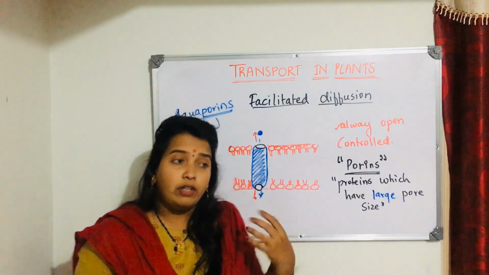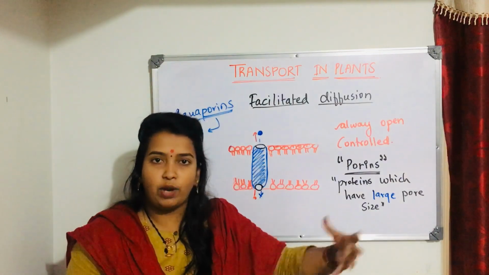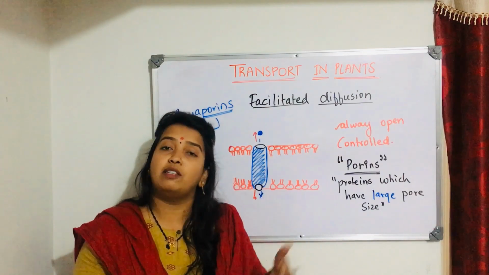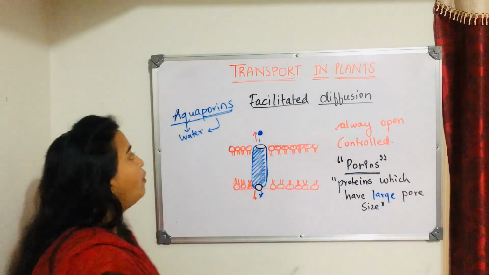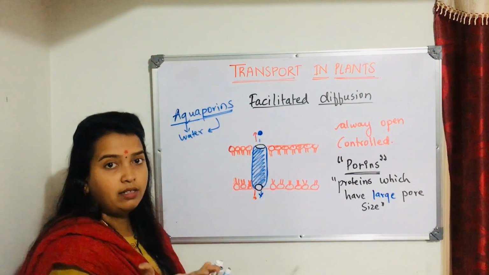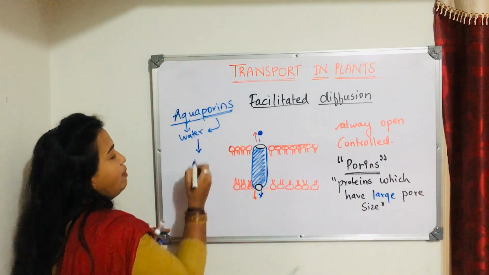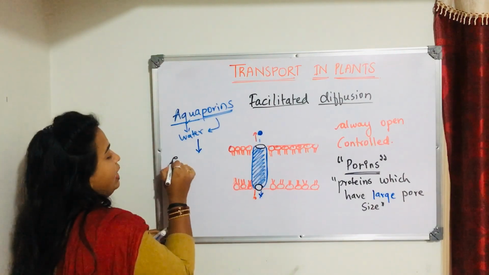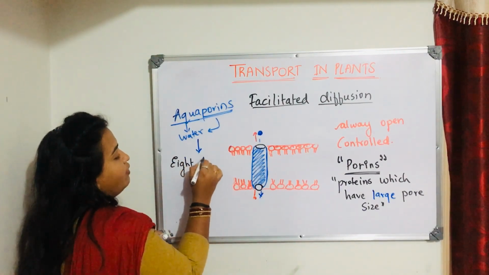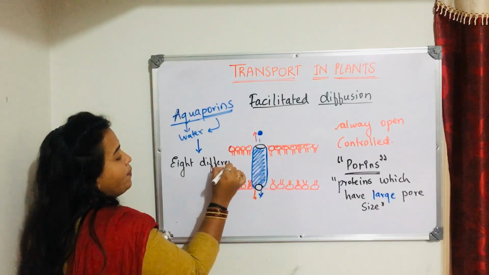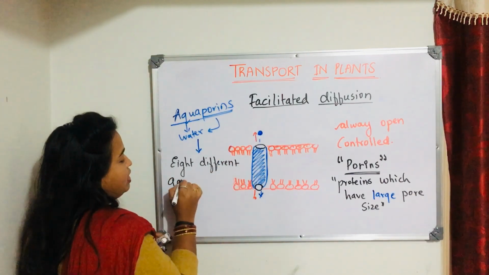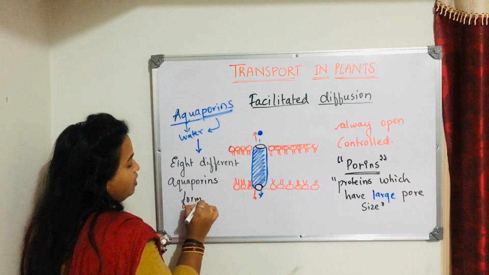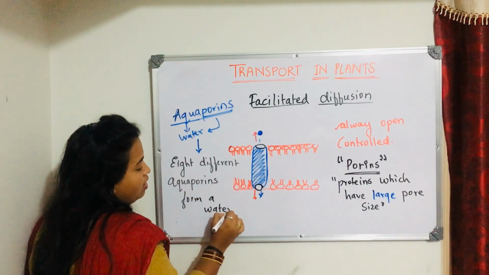Now water is moving through aquaporins. Most of the thing plants require is water only. Plants need a lot of water, right? So aquaporins form a channel totally. Remember this very important term. Remember, it is a neat question also. 8 different aquaporins form a water channel.